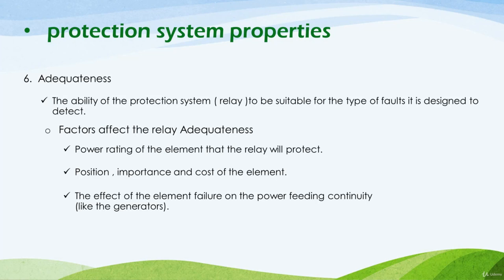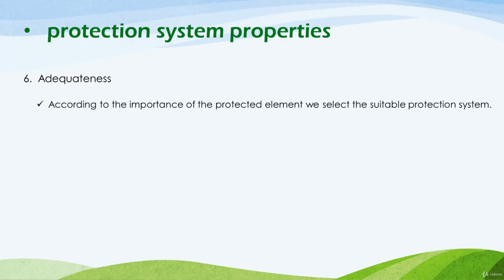And an example of that is the generator, as if there is any fault in the generator, the power flow will stop because the generator is the power source in that case. So if the protected element is something like the generator, we will use a protection system that is suitable for it. And also we said, according to the importance of the protected element, we choose the type of the protection device.